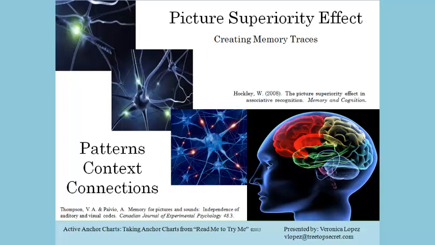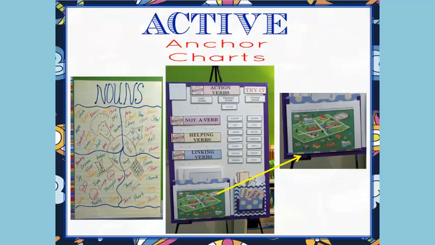Pictures should be distinctive because distinct encodings or unique qualities about an image help us with recall. Recall is also supported when we use multiple images for a single concept as opposed to the same image over and over again. So let's relate that to the anchor charts. If we're using the same image over and over again, we're not giving the students as many opportunities to be able to create that memory trace.